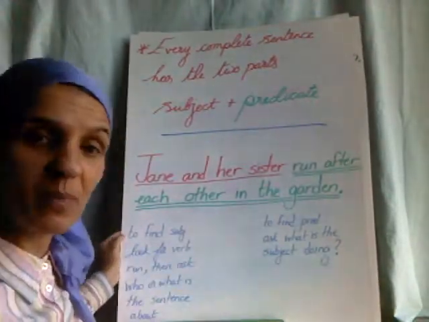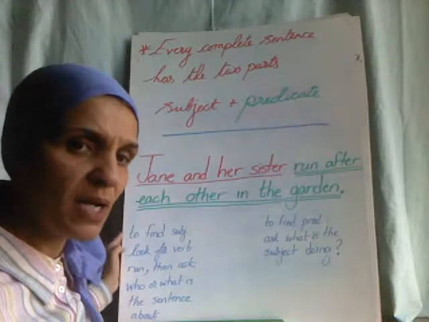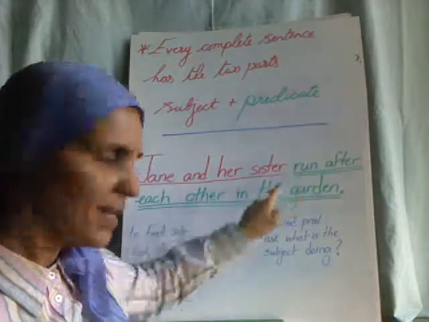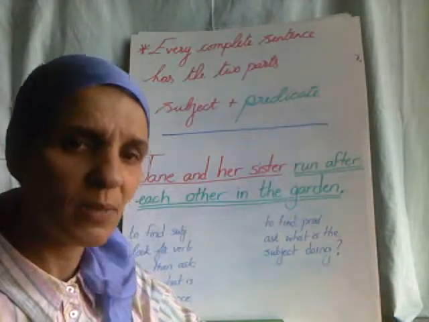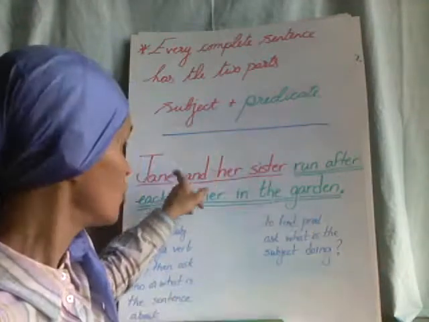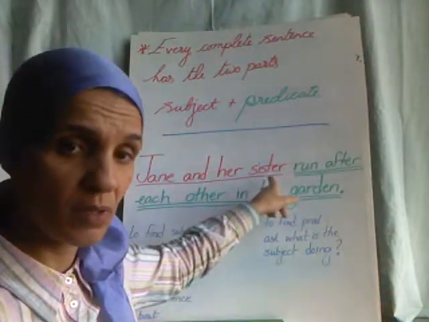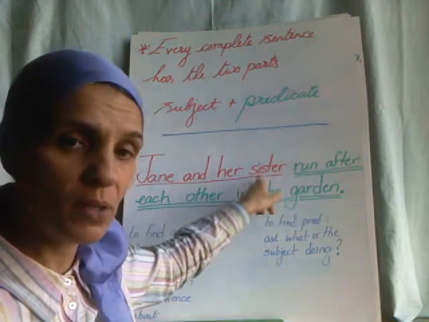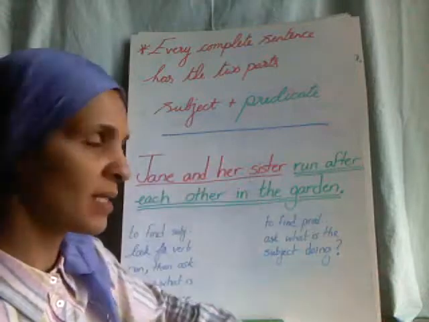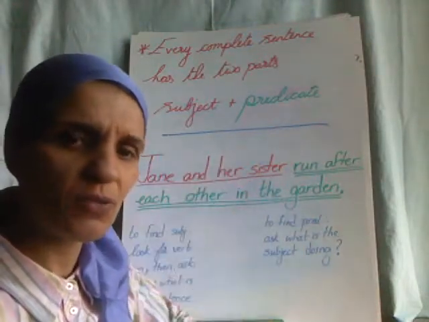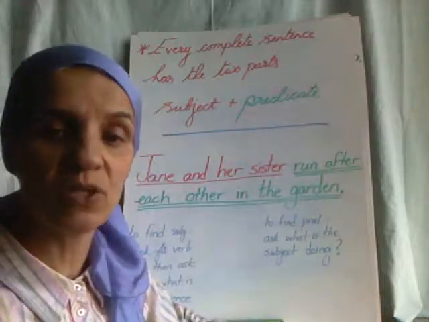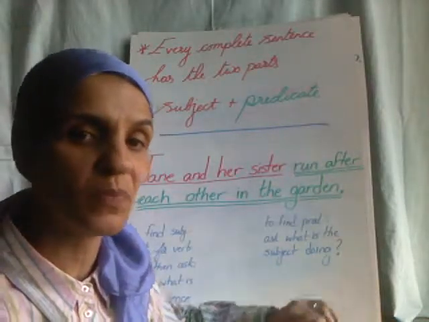To find my subject, first I look for the verb, and in this case it's the word run, and then I ask, who is the sentence about? Who's running here? Jane and her sister are the ones that run, so they are my subject. After I found my subject, I ask, what are Jane and her sister doing? In this sentence they run after each other in the garden, and that is your predicate.